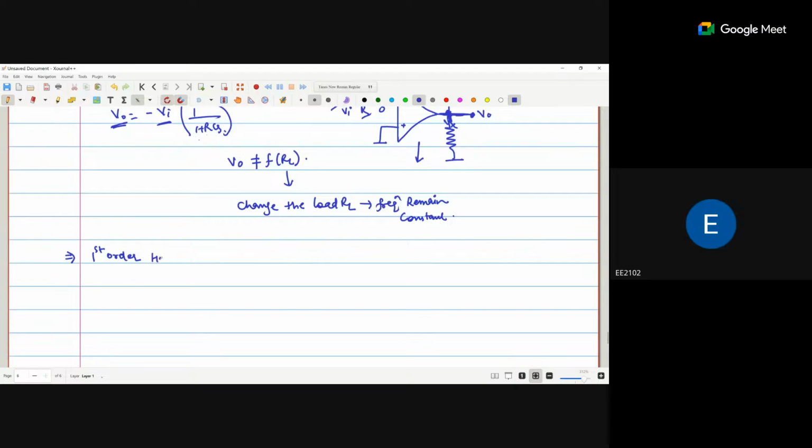Then, first the high pass filter. The response of the high pass filter H of S is S upon omega P divided by 1 plus S upon omega P, or sometimes it is written as 1 upon 1 plus omega P by S. You can check with this particular transfer function also, because if you put S equal to j omega, H of j omega is nothing but j omega upon omega P upon 1 plus j omega upon omega P, or that is also equal to 1 upon 1 plus omega P by j omega.